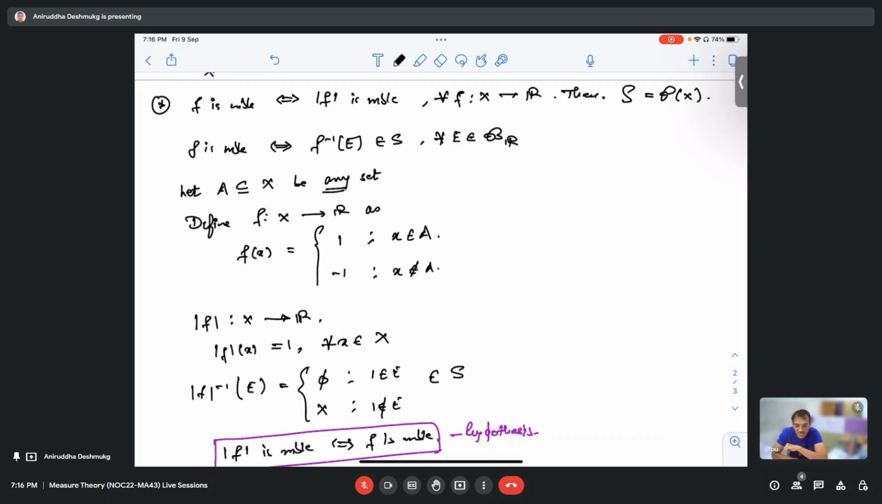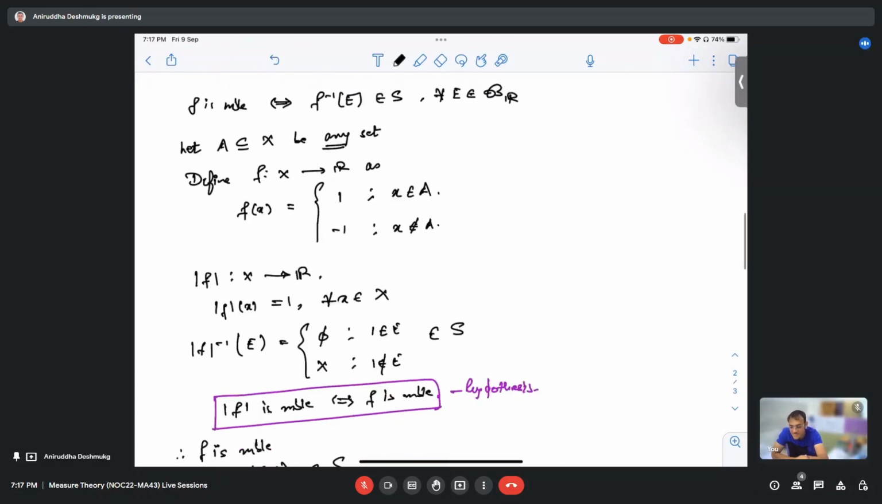So let us start with any set inside X. I have started with A inside X, that is an arbitrary set. What I will do is, corresponding to this set, I will define a function for which mod f will be measurable. There are many ways to do it. This is the simplest way. Let us define this f as 1 whenever x is inside A, minus 1 whenever x is not inside A. We don't know whether f is measurable or not because we don't know whether A is in the sigma algebra.